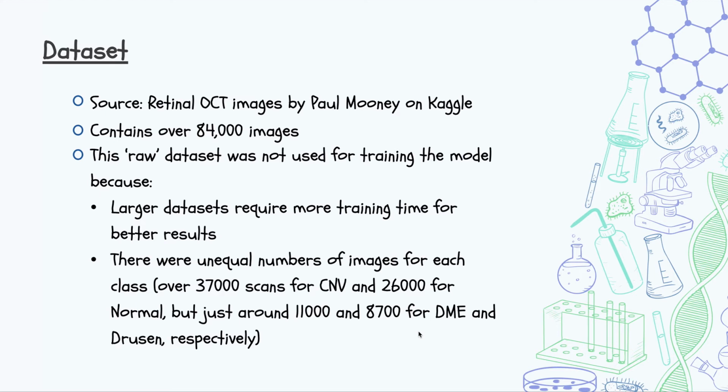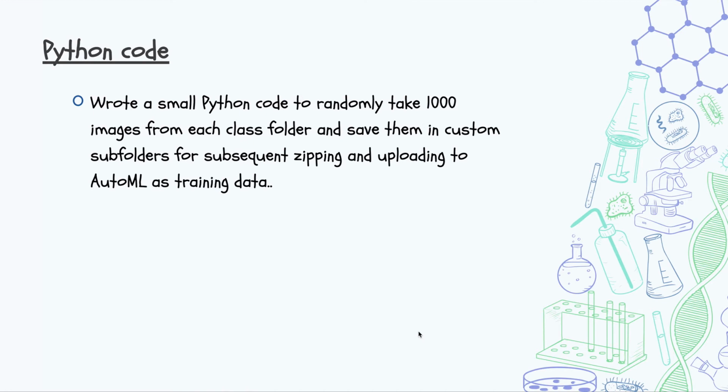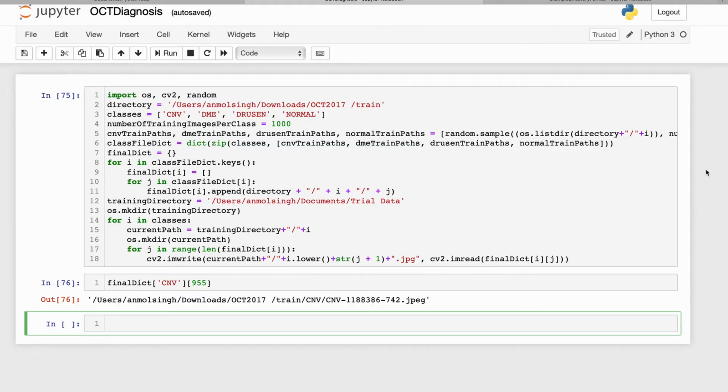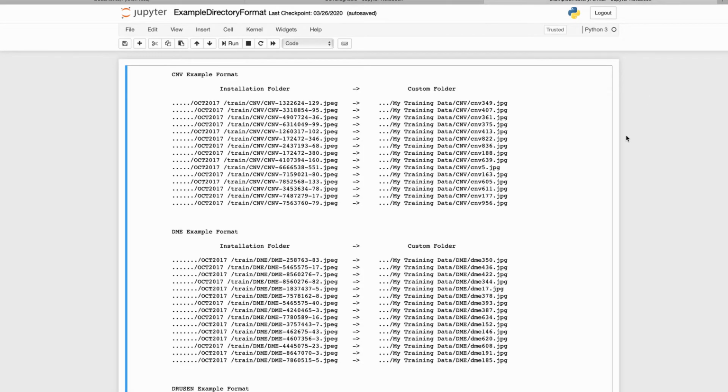Cloud AutoML's guides explain this in a great way. Based on their advice, I decided to upload 1000 images for each class. Since selecting these images manually would have been tedious and might not have captured the diversity of images in each class, I resolved to write a small Python code to randomly take 1000 images from each class folder in the downloaded dataset and save them to their respective custom training folders. This is a small caption of my code. And this is how the images were saved.